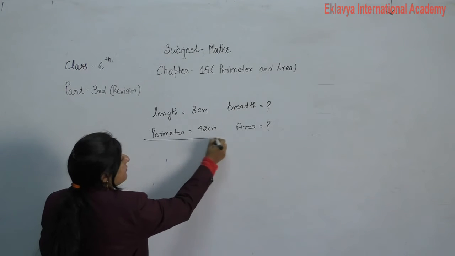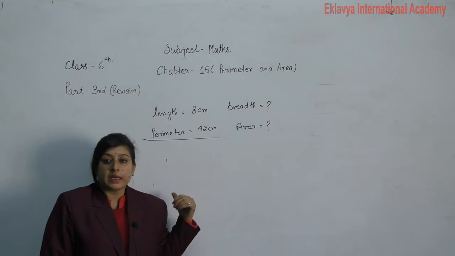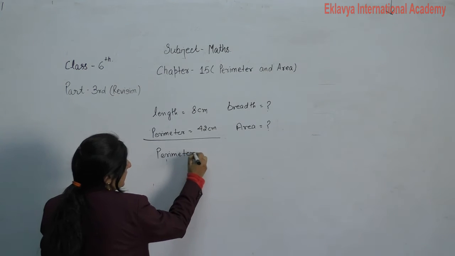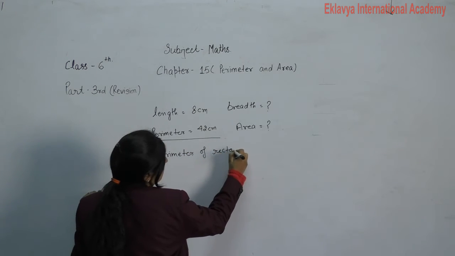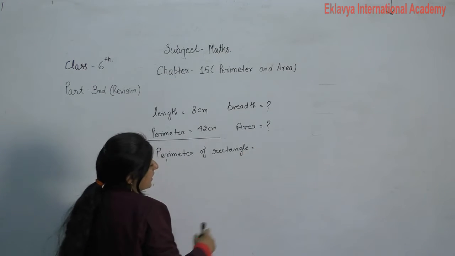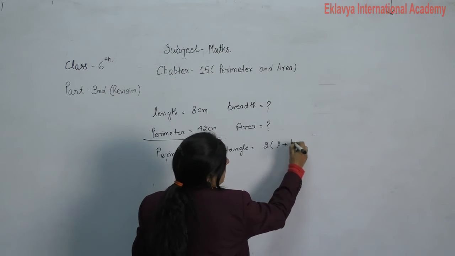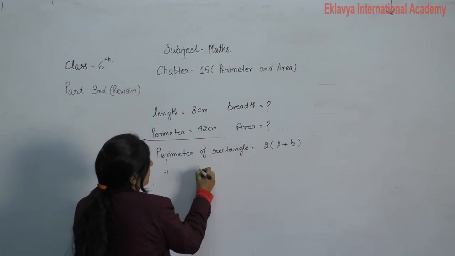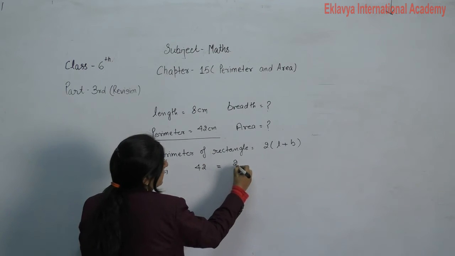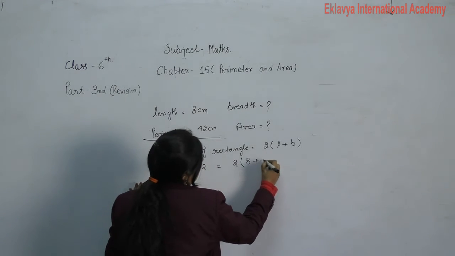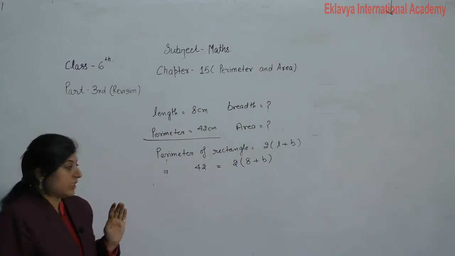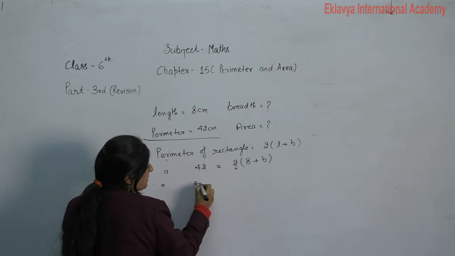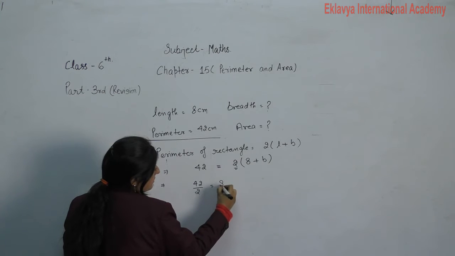It means firstly we will use the formula of perimeter. What is the perimeter of a rectangle? Perimeter of a rectangle, we call it 2 multiplied by length plus breadth. According to the question, perimeter of the rectangle is 42 centimeter, twice of length 8 and breadth we don't know. Now solve your equation 42. This is in multiplication. When you transpose it, it will come in division.